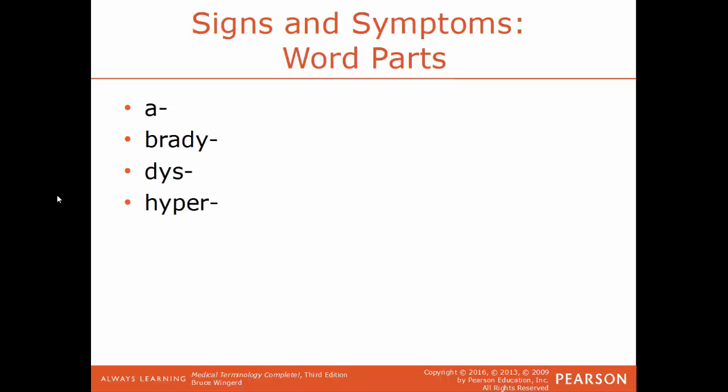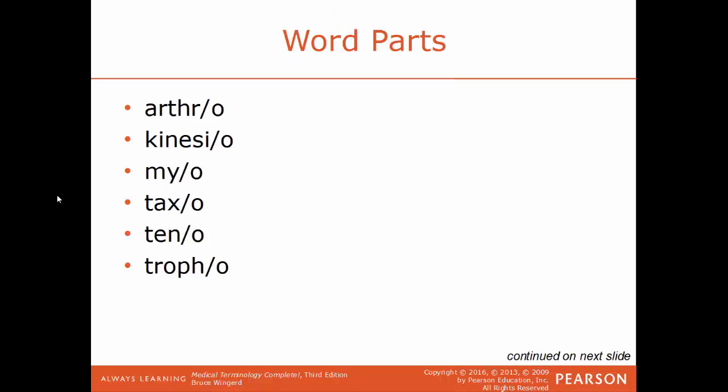Alright, now we'll talk about some signs and symptoms, some word parts that go along with these two body systems. The first one, A, is a reference to without. Brady means slow. Dis means difficult or painful. Then hyper means in excess of or higher than normal. Arthro is a reference to a joint. Kinesio is a reference to movement. Myo is a reference to muscle. Tax or taxo is a reference to coordination. Ten or teno is a reference to a tendon. And the last one on here, troph or tropho, is a reference to either development or nourishment.